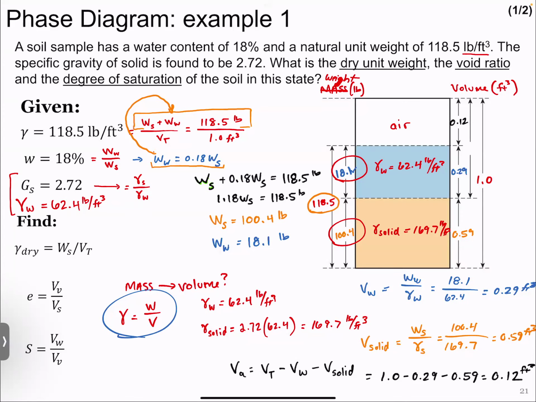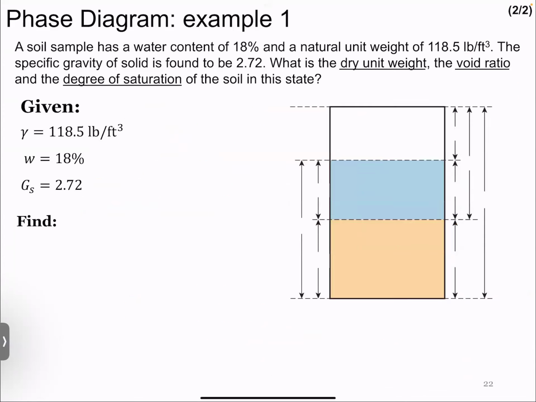Hopefully that's clear. On the next page, I'm just going to show you those calculations really quickly, just so you can follow it through. We know the weight of the solid over the total volume. So this is 100.4 and our total volume is 1. So this is 100.4 pounds per cubic foot.